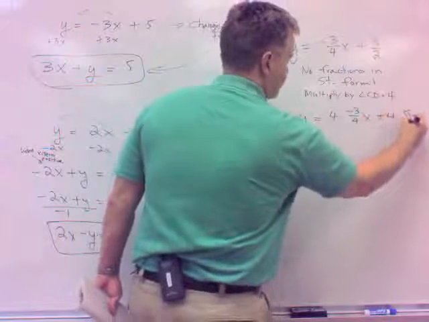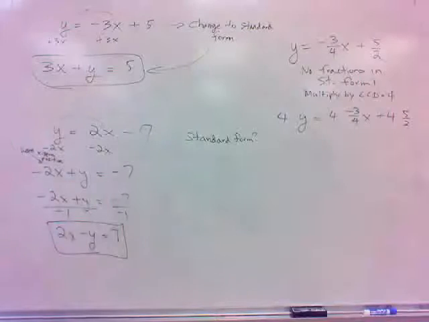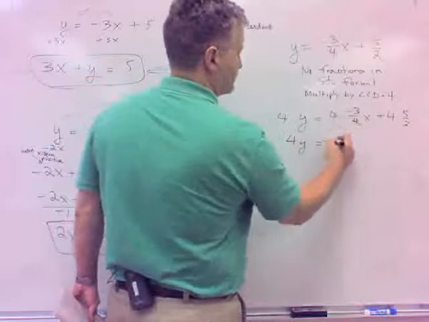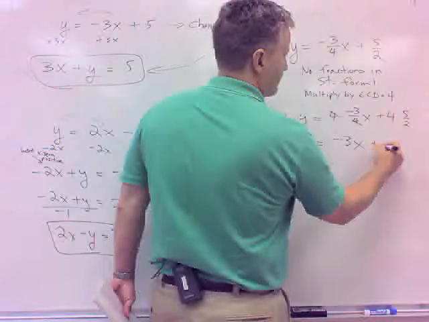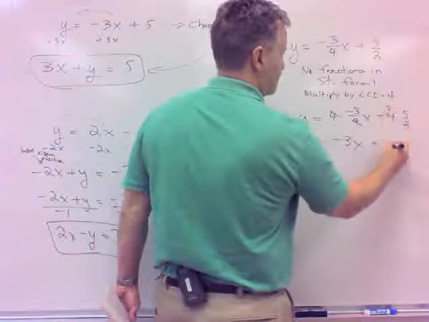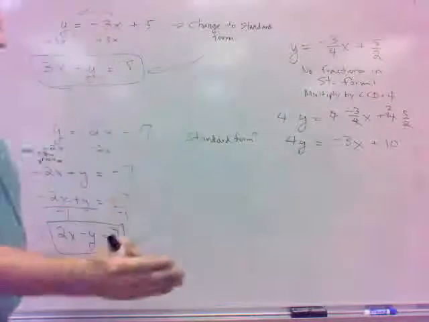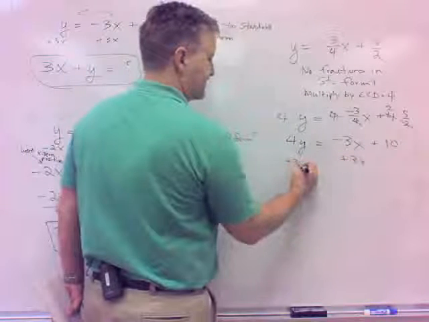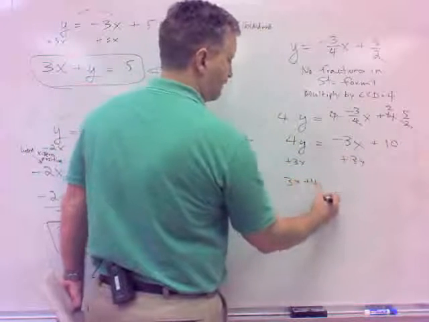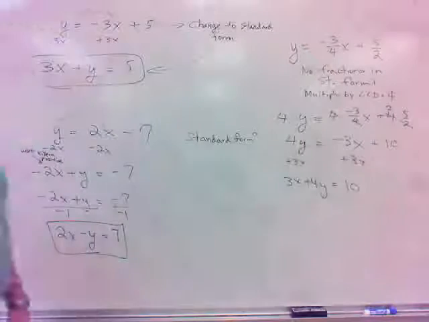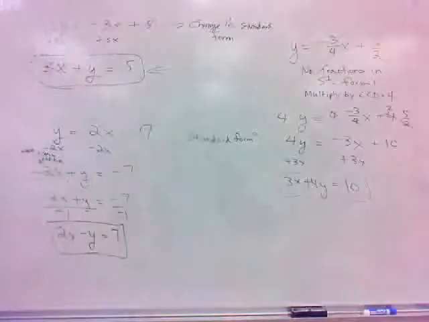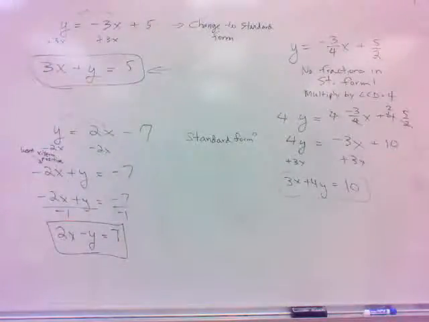At some point, I guess you can do that in the next step, but multiply everything by 4. This, of course, is 4y. The 4 is canceled there, so that's negative 3x. And then here the 2 goes into the 4 and leaves me 10. So now I have no fractions. Now just bring the x term over, add it to both sides. Okay? All right, so if we want to change to standard form, it's usually a pretty quick little step there. Okay?